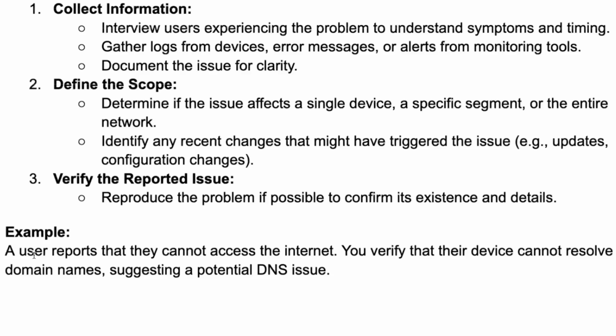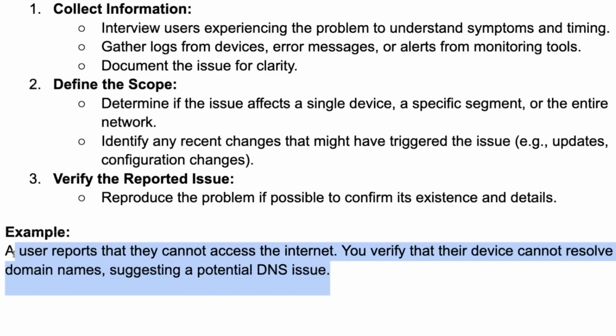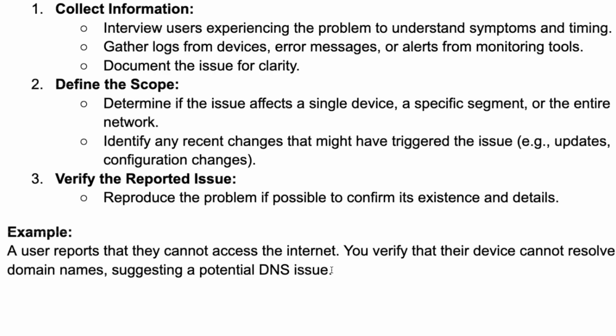So the example would be that a user reports that they can't access the internet. You verify that their device cannot resolve domain names, suggesting a potential DNS issue, and you need to check to see if the rest of the devices in that user's segment, so in their office, let's say, can access the internet or not. And if the rest of the devices can access the internet, then you can say, okay, well, you know what, it's probably just this one user's device.